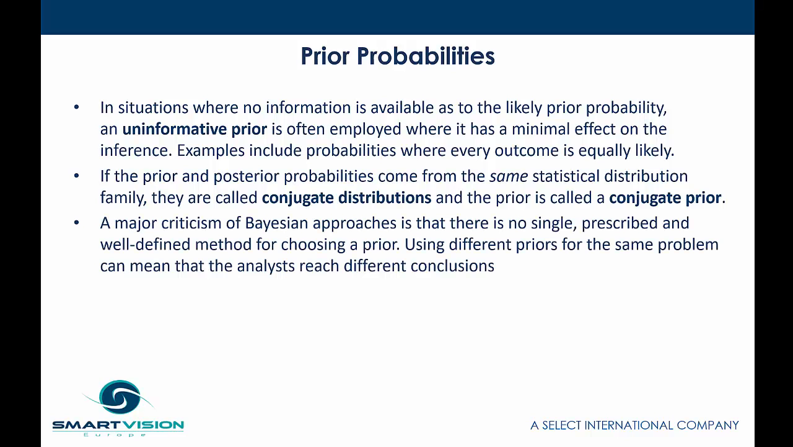Now, easily, a major criticism of Bayesian approaches is that there is no single prescribed and well-defined method for choosing a prior. If you start to research this area and look around the web, you'll see that different analysts argue for different approaches. And furthermore, using different priors for the same problem can mean that the analysts reach different conclusions. In fact, some of them use that to their advantage.